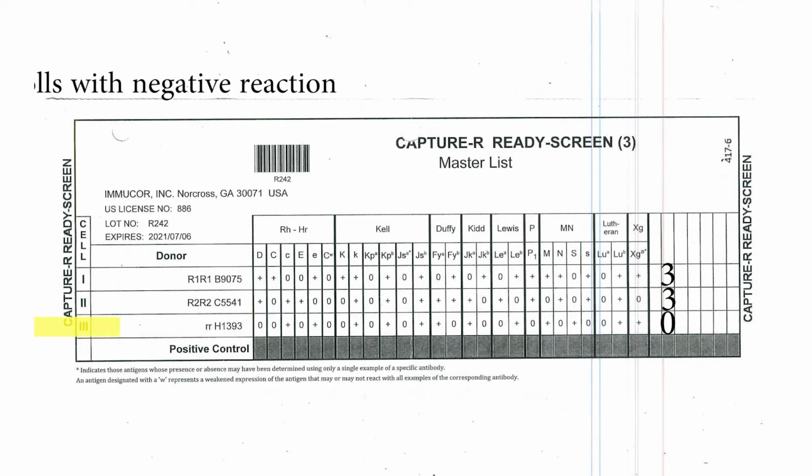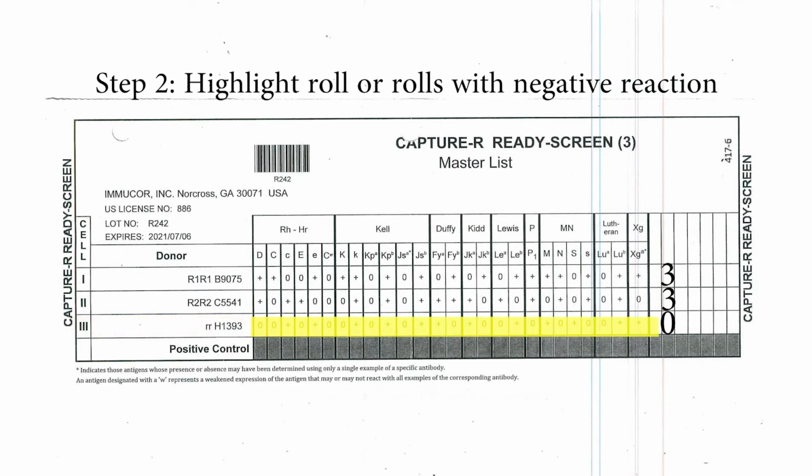Step 2. Highlight row or rows with negative reaction. So, we will highlight cells number 3 in this example. This step may not be necessary once you become more familiar with it. It is just to make it easier for you to go through when you are crossing out.